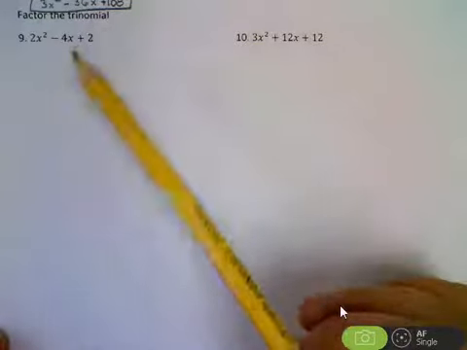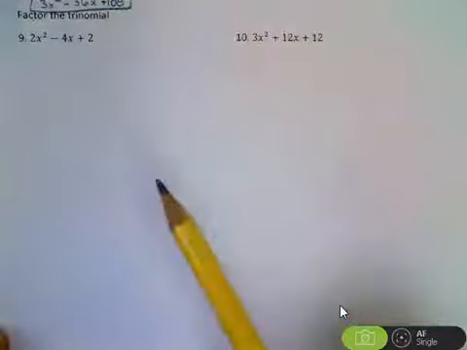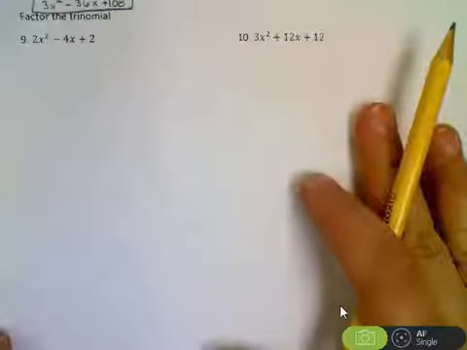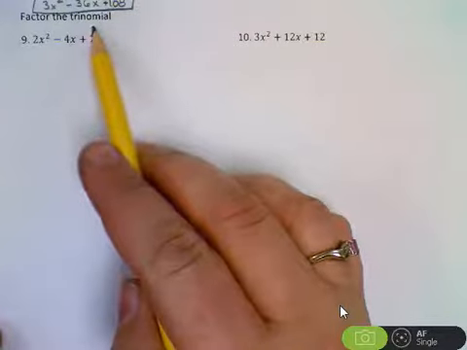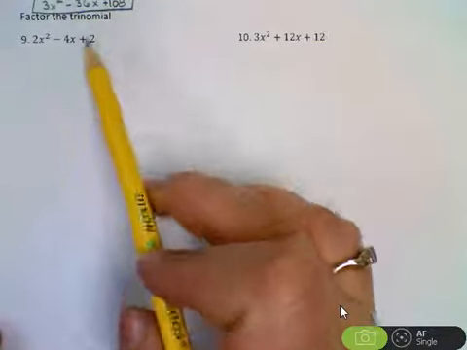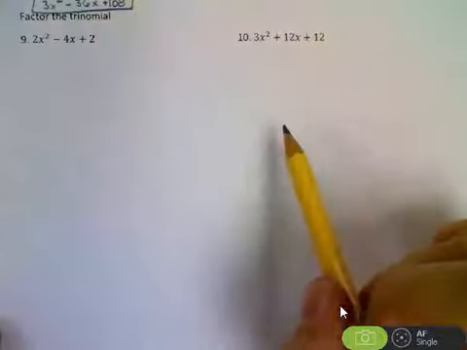Alright, so the next part of the 2.1 quick review that you should know how to do is factoring trinomials. Remember, trinomial has the word nomial in it, which means number of terms. So this is 3 terms. So as we can see, each of these has 3 terms.